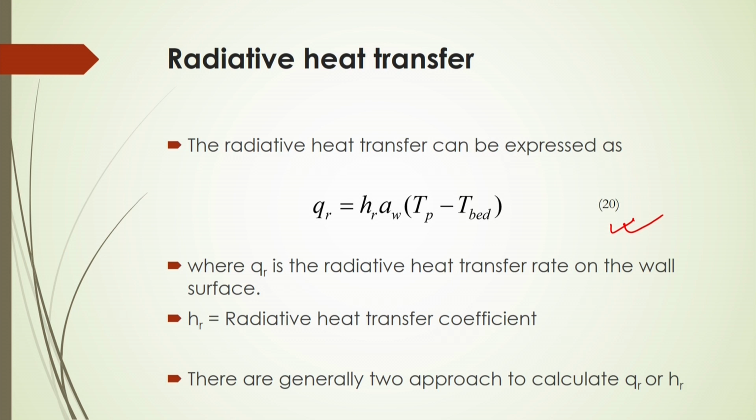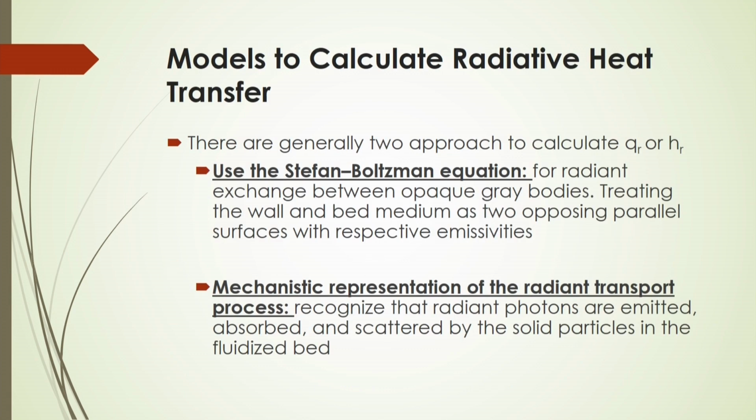There are generally two approaches to analyze this radiative heat transfer rate or heat transfer coefficient. Models to calculate radiative heat transfer: there are generally two approaches to calculate this Q r or H r. Use the Stefan-Boltzmann equation, or a mechanistic representation of the radiant transport processes.